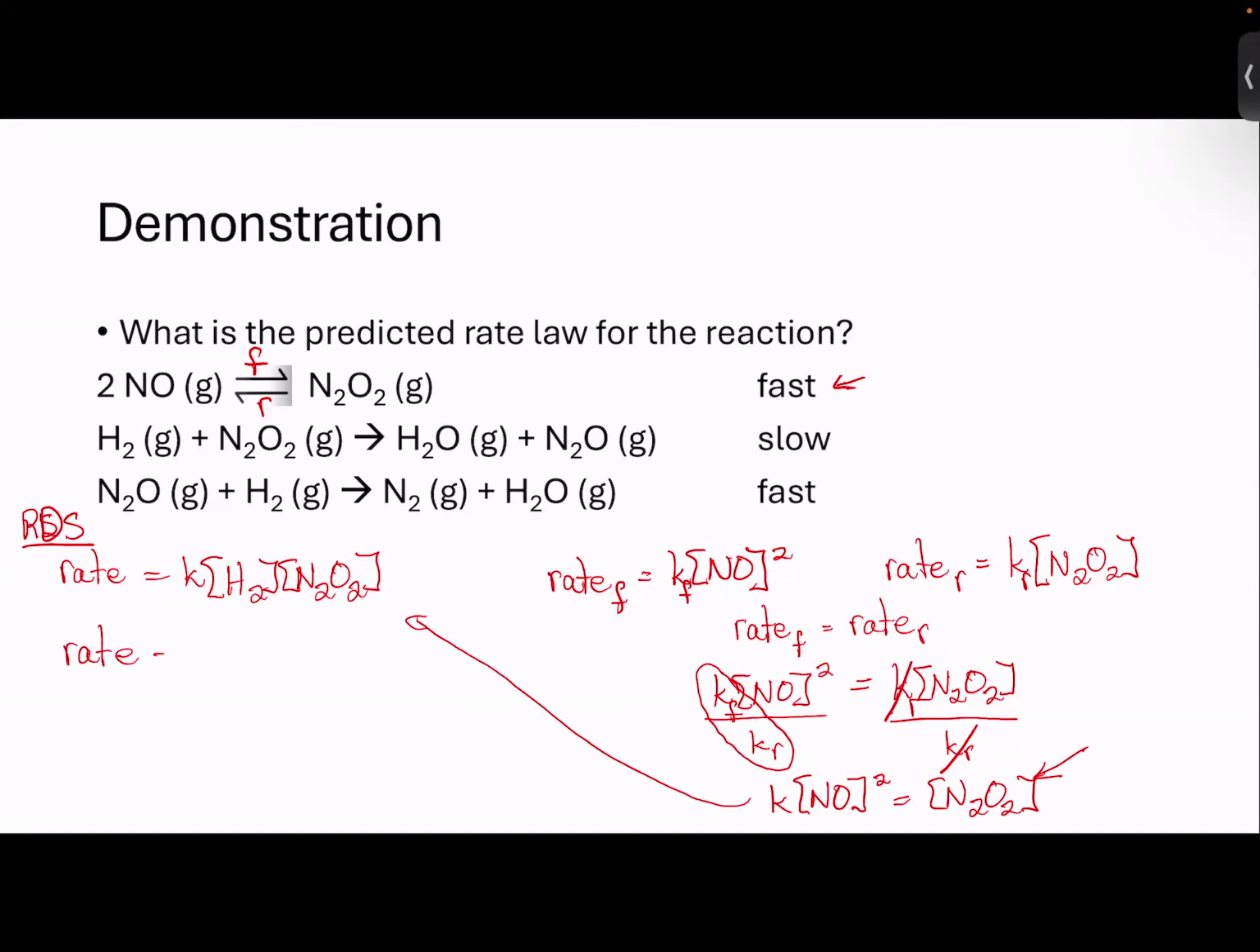So the rate is equal to the K of our hydrogen times the K for our N2O2, which was NO squared. Now again, these K's are simply going to combine. So you have rate is equal to K times H2 times NO squared. That is the predicted rate law for this reaction.